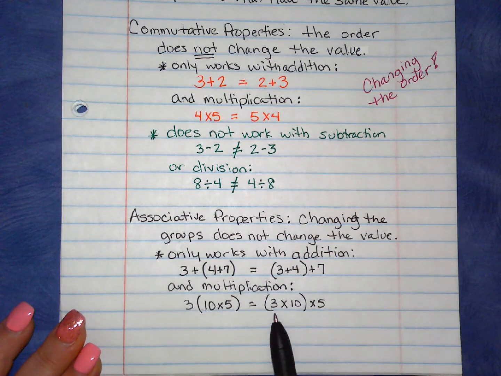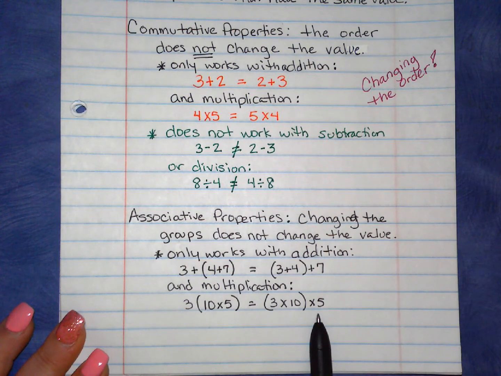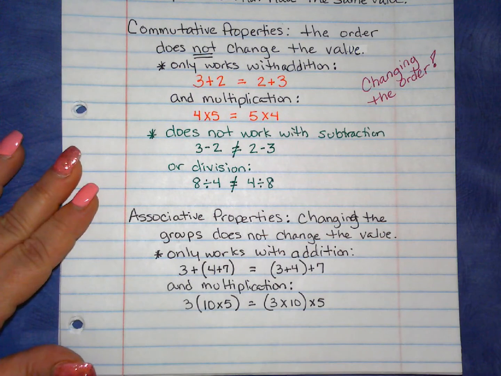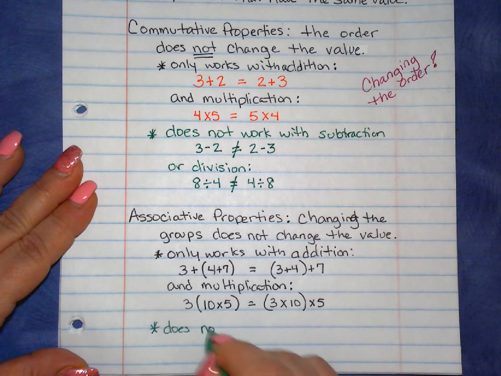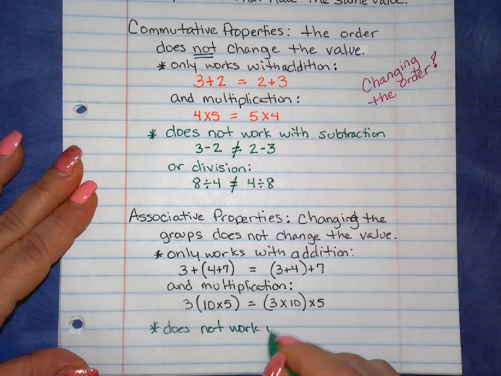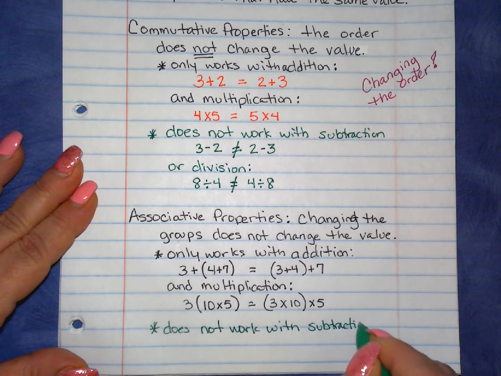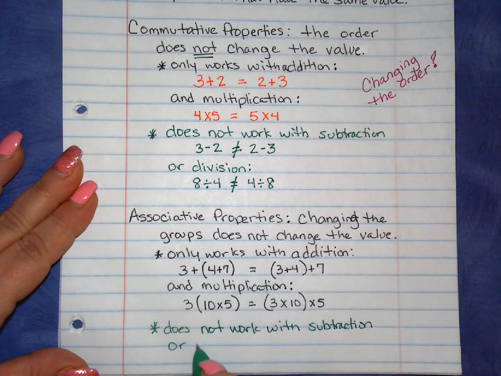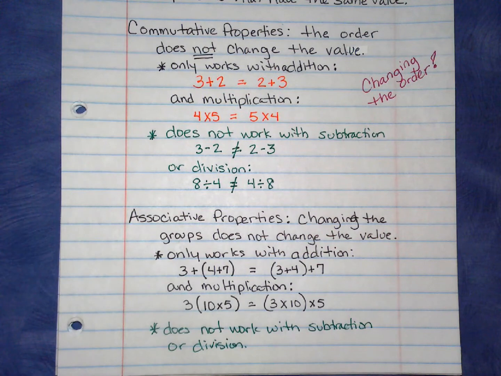And then if I do 3 times 10, that's 30. And then times 5, that's 150. So my value did not change. I just changed the grouping. All right. And then we need to remember, it does not work with subtraction or division. Okay, so those are the two properties.